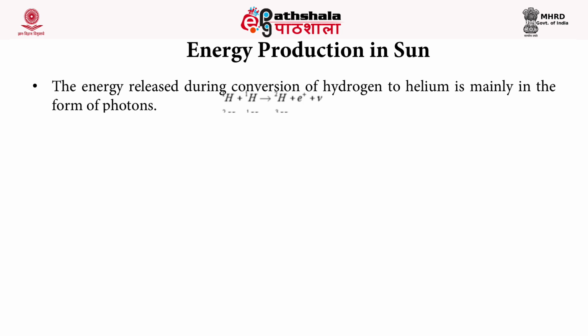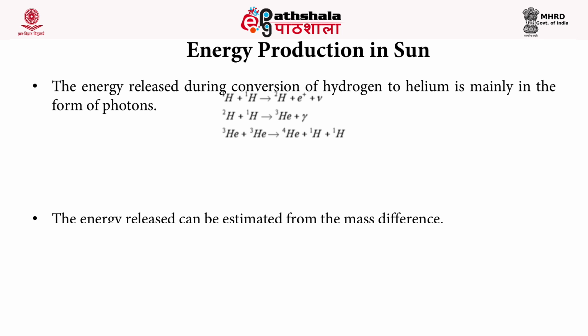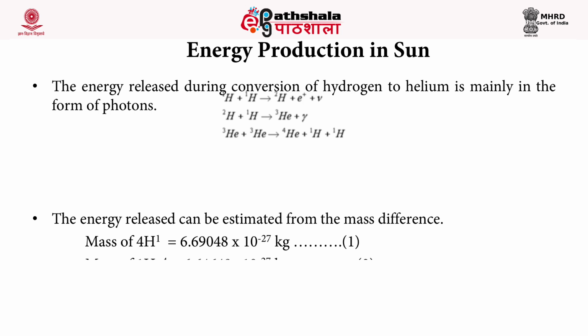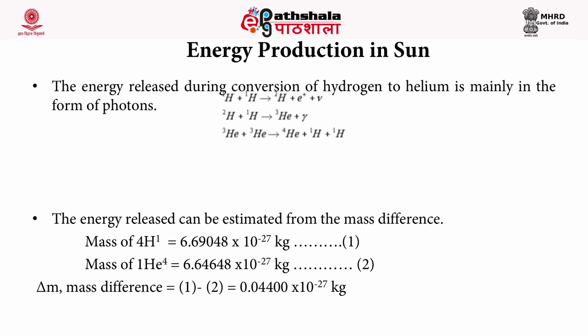Let's see how much energy is produced in the sun. The energy released during conversion of hydrogen to helium is mainly in the form of photons, so the energy released can be estimated from the mass difference. The mass of 4 protons is equal to 6.69048 multiplied by 10 to the power minus 27 kilogram. The mass of 1 helium atom is equal to 6.64648 multiplied by 10 to the power minus 27 kilogram.